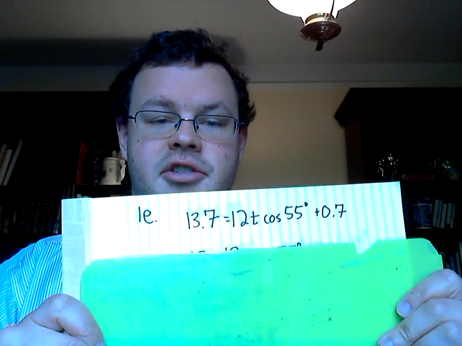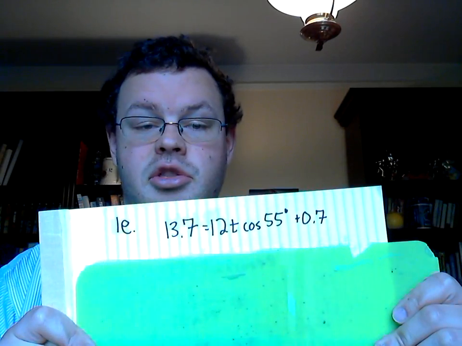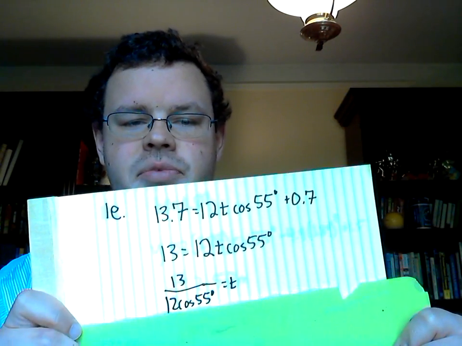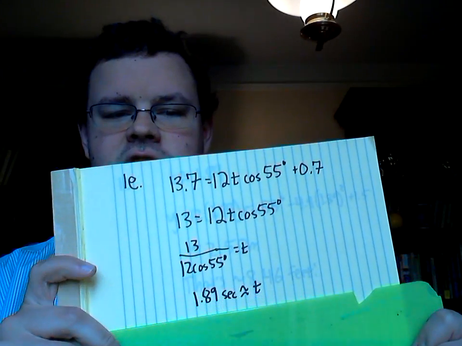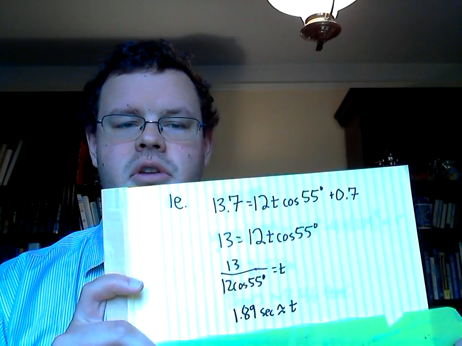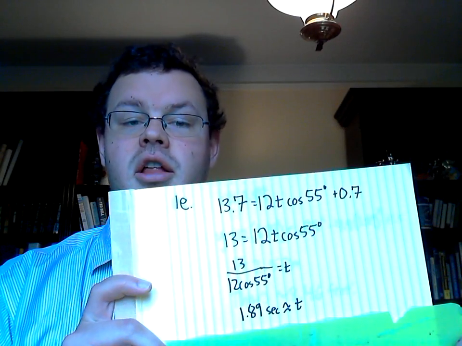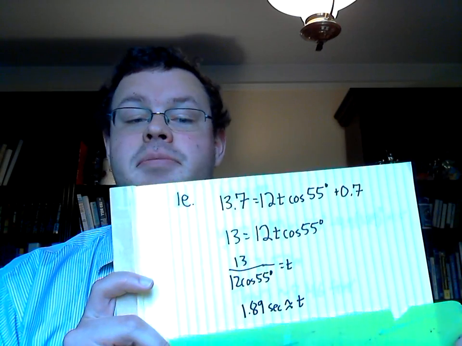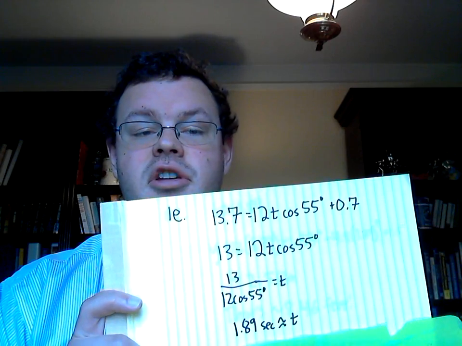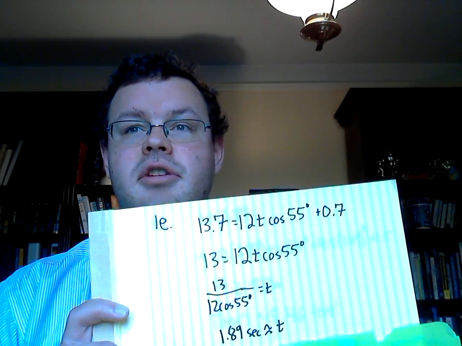So the x value, we know the home plate is 13.7 feet away. The only place where we can use that is in this equation with x and t. So 13.7 equals 12t cosine 55 degrees plus 0.7. Solve that out, subtract 0.7 from both sides, divide by cosine 55 degrees, stick that into a calculator, 1.89 seconds. So for this ball, an x value of 13.7 corresponds to a time of 1.89 seconds. After 1.89 seconds, the ball has reached home plate.